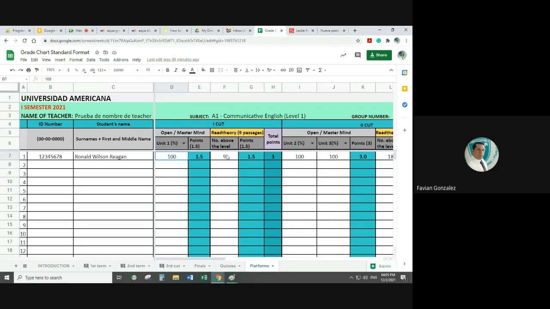9 passages means that they need to demonstrate that they read 3 passages per week, more or less, or maybe they can read 4 in one week and 2 in the next one. But by the end, when they finish unit 1, they should have read 9 passages. But what passages? The passages that are above the level.